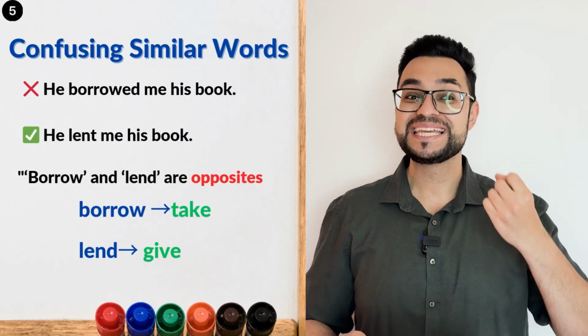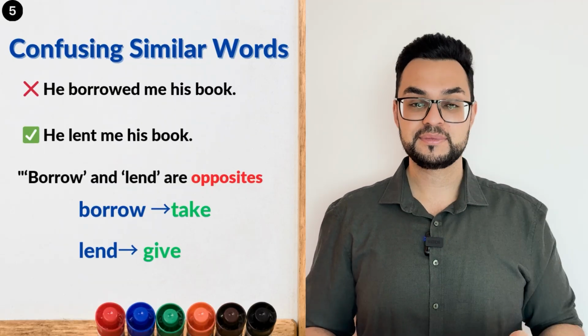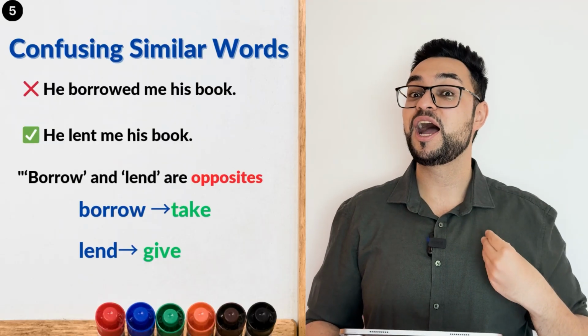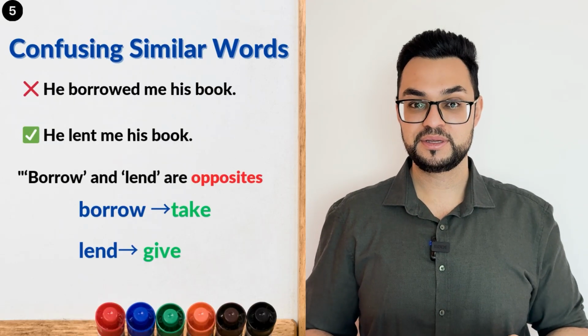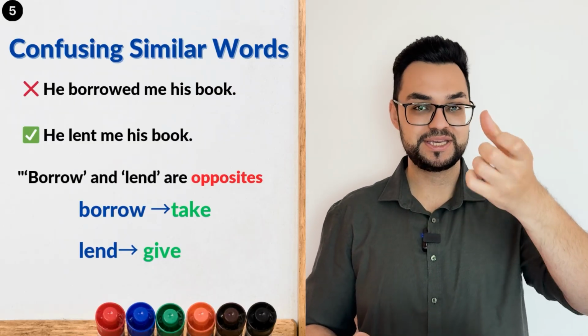So lend is giving, borrow is taking. So if I give you something, I'm lending it to you. But if I'm taking something from you, I'm borrowing it from you.